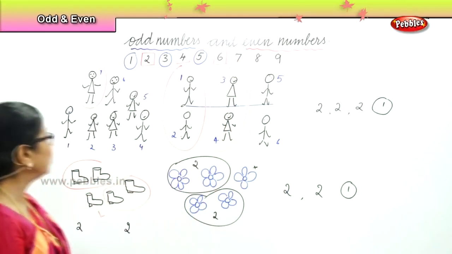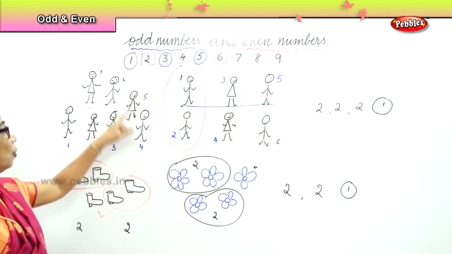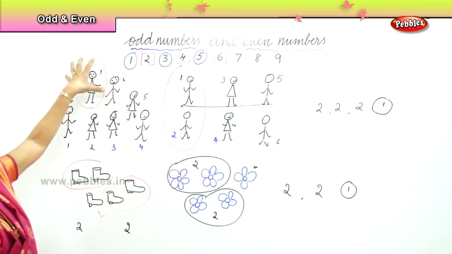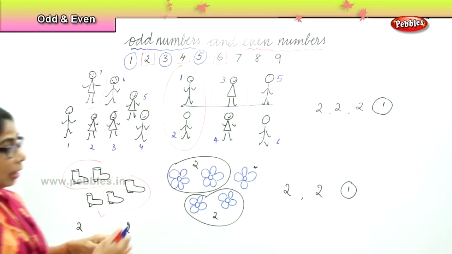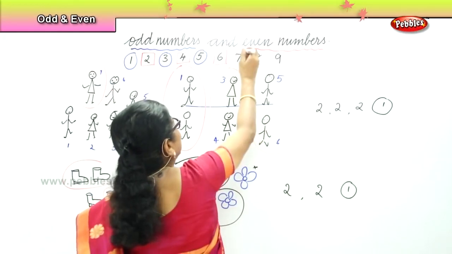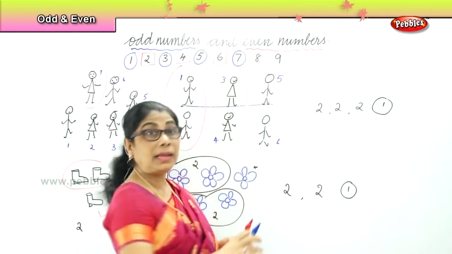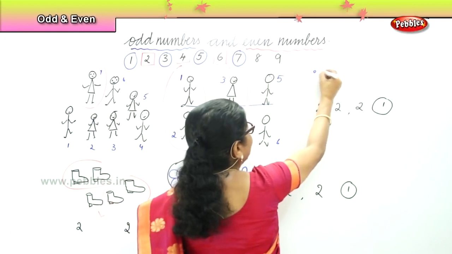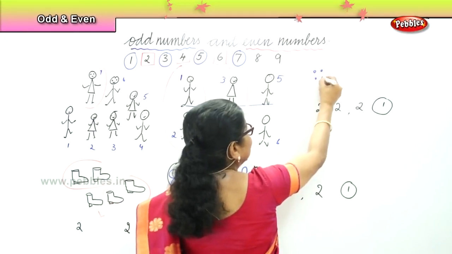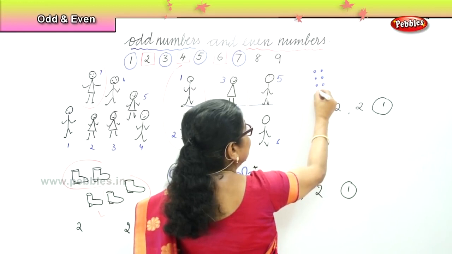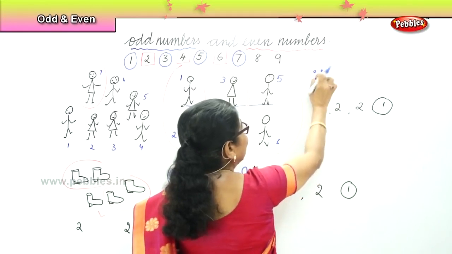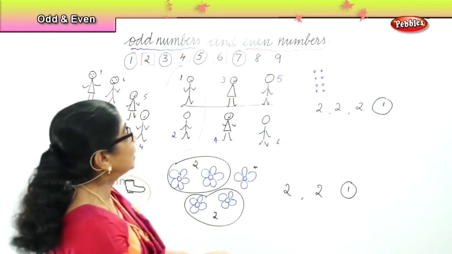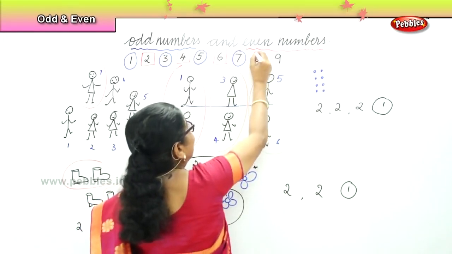What about 7? You have here 1, 2, 3, 4, 5, 6, 7. 1 and 2, 3 and 4, 5 and 6. Again, 7 is odd. So, 7 is an odd number. Then, 8. Here, number 8. 1, 2, 1, 2, 1, 2, 1, 2. It can be squared up, so it is an even number.